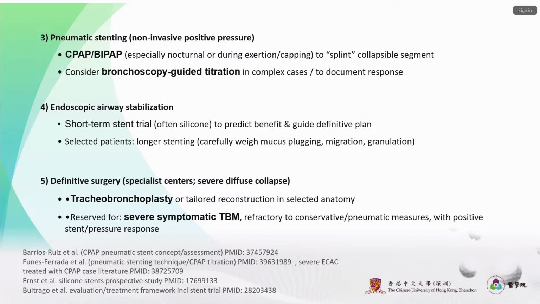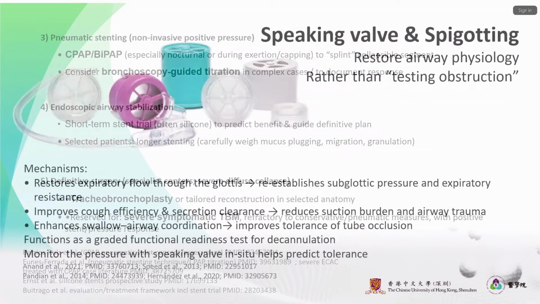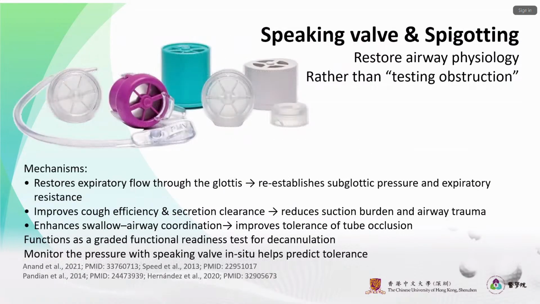And of course, we can do endoscopic surgeries to remove things or to stabilize the airway, such as stenting, or eventually some of them will require tracheoplasty or even more aggressive open chest surgeries to stent the airway. And as for the management by most of the pulmonologists, speaking valve and speaking exercise is not only giving the voice to the patient, but it also restores airway physiology rather than just testing obstruction.